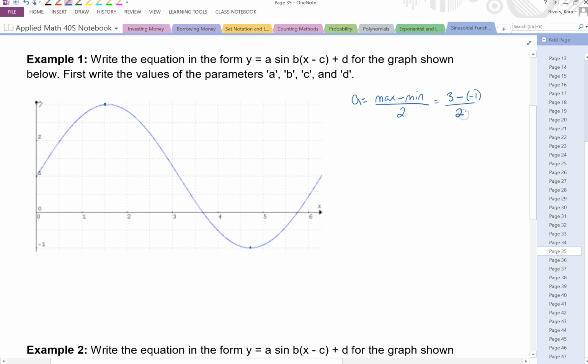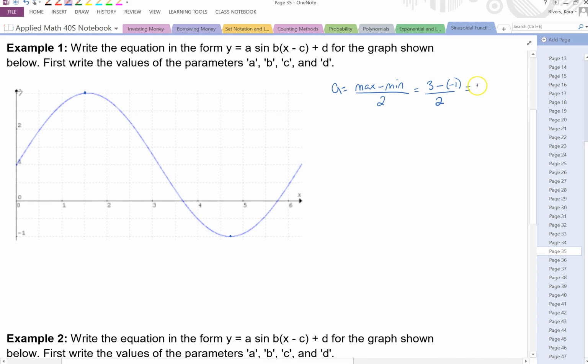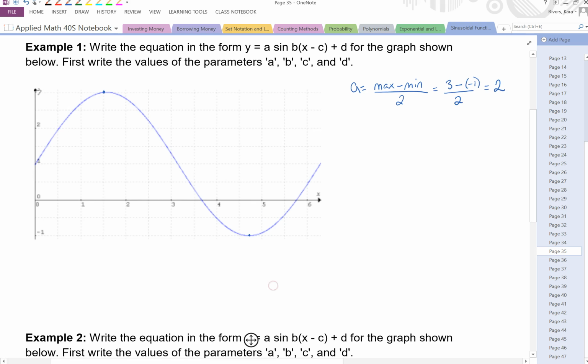Divided by 2. So that would be 3 plus 1 divided by 2, or 4 divided by 2, which is equal to 2. So our A value is going to be equal to 2, because this was 3 and this was -1. Now, my D value is my max plus my min divided by 2. I'm jumping around a little bit just because D is usually easier to calculate. So max plus min divided by 2 would be 3 plus -1 divided by 2, or 2 divided by 2, which is 1. If you want, you can grab a straight edge at this point and also draw in your median line.